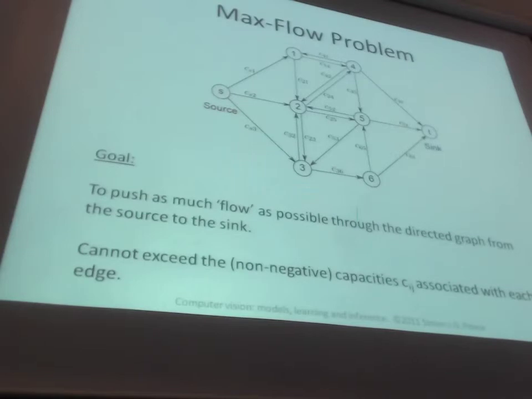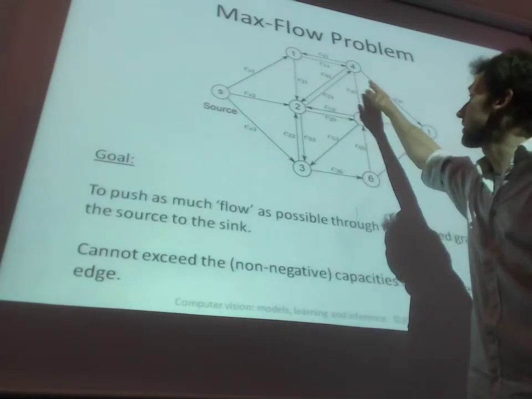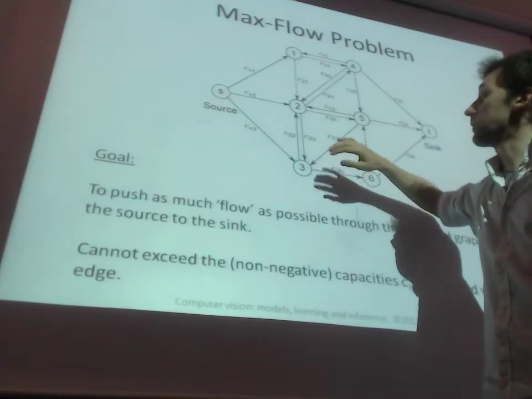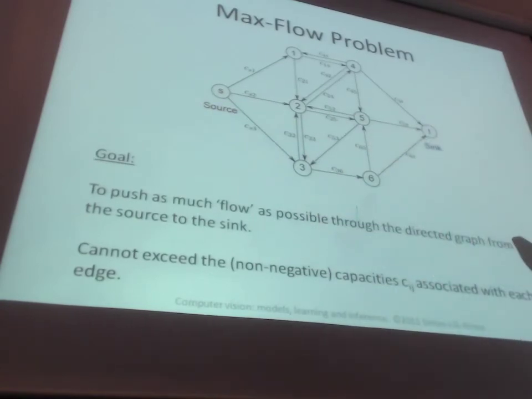Max flow problem. I have a bunch of nodes. Yes, these nodes do correspond to pixels eventually, but don't worry about the pixels right now. I have 6 of them, in fact. I'm going to create 2 virtual nodes, a source node and a sink node.